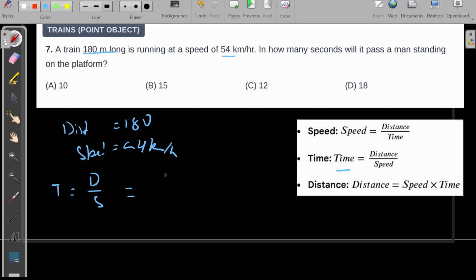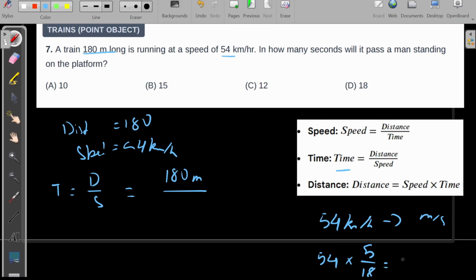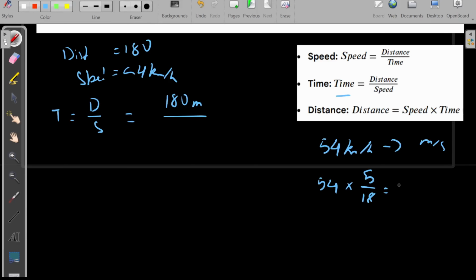We already know the distance, which is 180 meter, but the speed here is in 54 kilometer per hour, so we need to change it to meter per second. I already told you, 54 times 5 over 18. This 5 over 18 we get from a fraction of 1000 meter over 3600 seconds. So it will be 15 meter per second. We simplify this, we get 15 meter per second. So I can write here 15 meter per second.